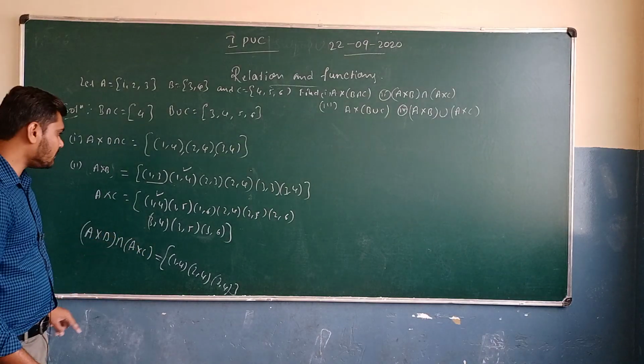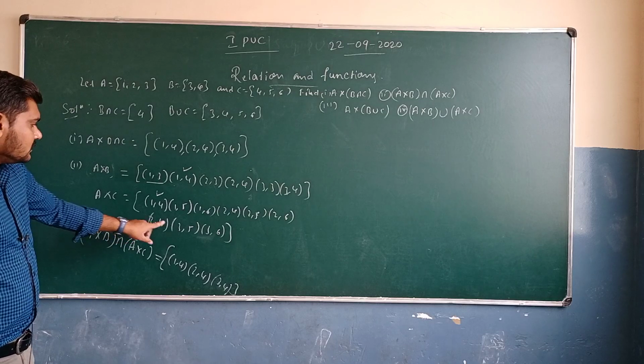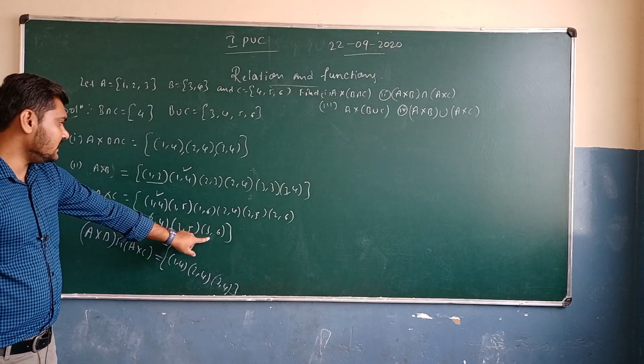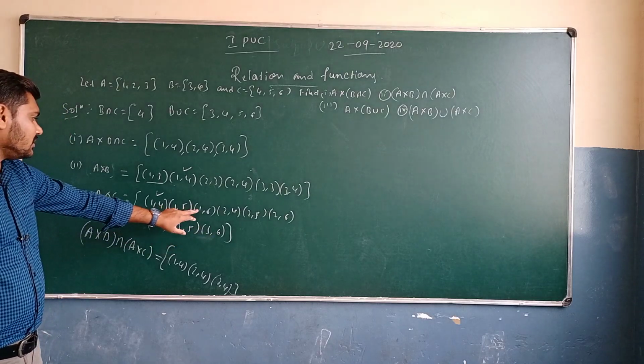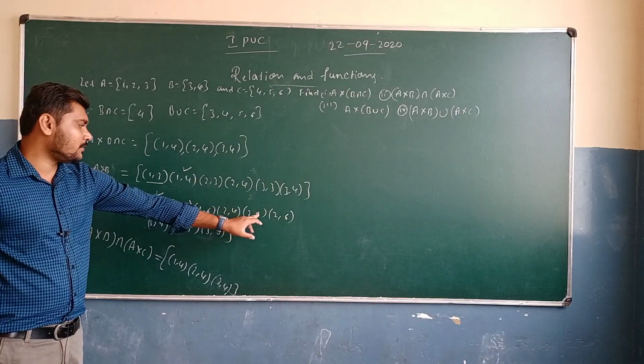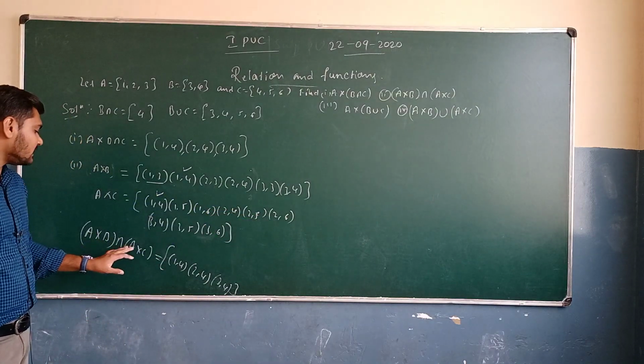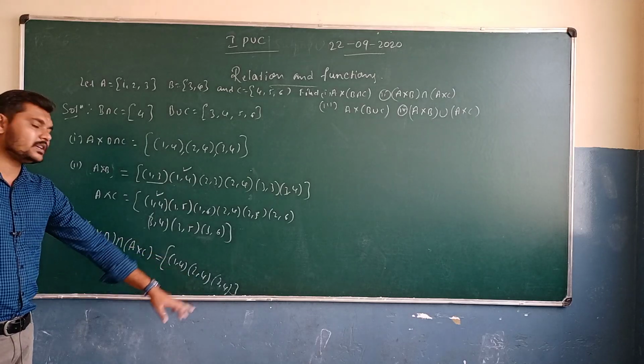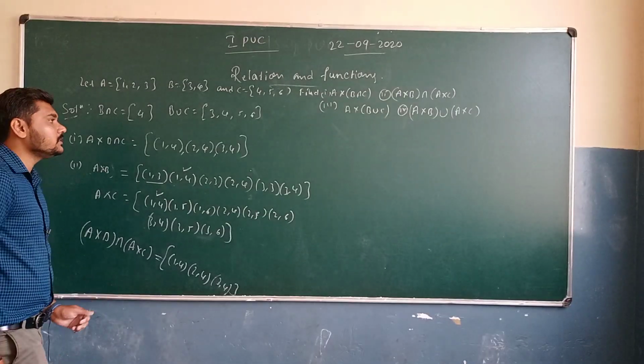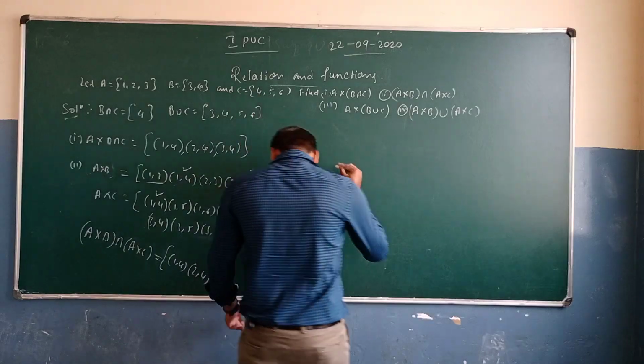ನೋಡಿ ನೆಕ್ಸ್ಟ್ ಎಲಿಮೆಂಟ್ಸ್ ಯಾವ್ದು ಕಾಮನ್ ಇದೆಯಾ? 3, 4 ಇದೆ. 3, 5 ಇದೆಯಾ? No. 3, 6 ಇದೆಯಾ? No. So 1, 5 no. 1, 6 no. So what about 2, 5 and 2, 6? No. Only the three elements are common in A cross B as well as the A cross C. That's only 1, 4, 2, 4 and 3, 4.